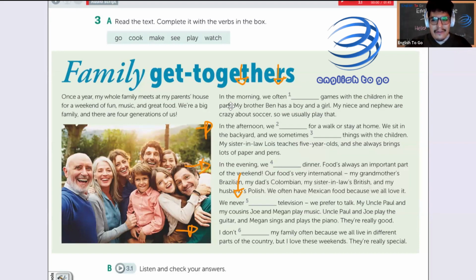Can you see something different from the other ones? One more time. I don't see my family often because we all live in different parts of the country. The truth, guys, is that we need to be very careful when we analyze the grammar because these are very formal rules. It means rules that we need to follow when we are doing an exam, when we are writing an email. It means we need to use formal language.